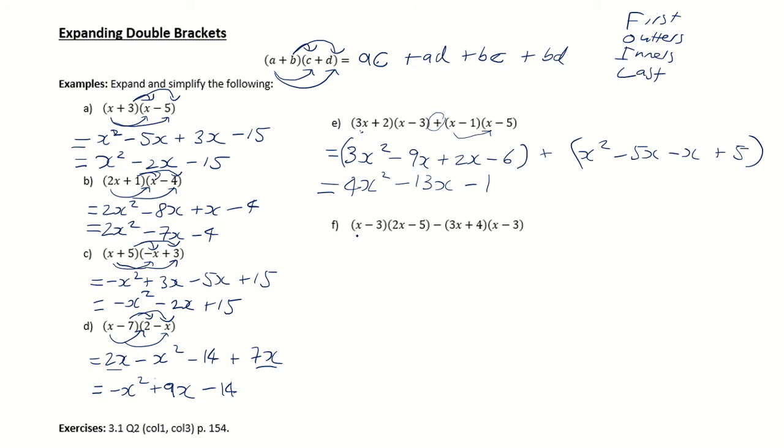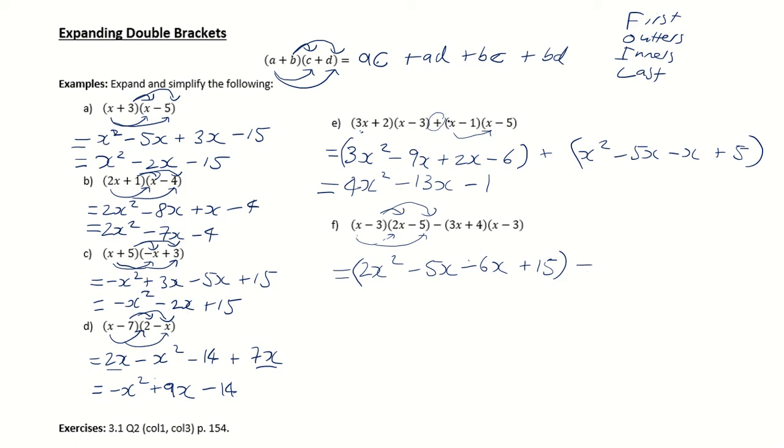Now, last example I want to go through is this one. So x times 2x will give us 2x squared. x times minus 5 is negative 5x. Minus 3 times 2x is negative 6x. And negative 3 times negative 5 is positive 15. Now, what I'm going to do again is use brackets. The reason will be a bit more clear.